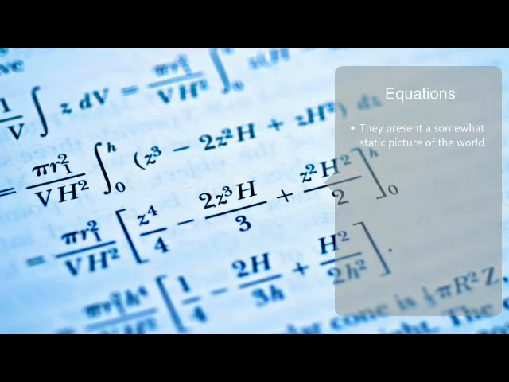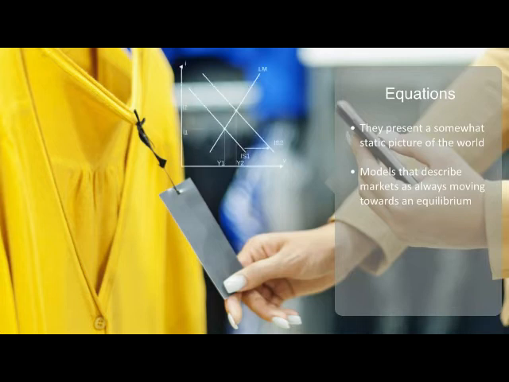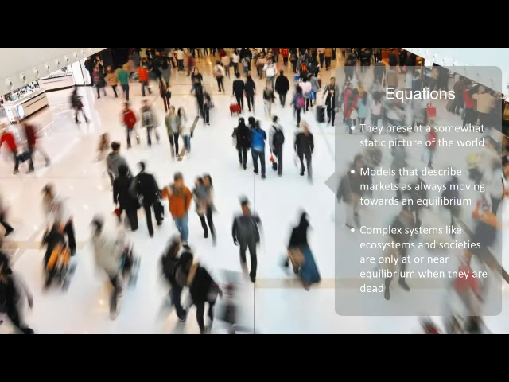This is most clearly exhibited within economic models that describe markets as always moving towards an equilibrium state between supply and demand. But in reality, many complex systems like ecosystems and societies are only at or near equilibrium when they are dead. Things are constantly changing. New technologies are invented, startups are disrupting the status quo, and so on. Non-equilibrium phenomena of this kind are not well modeled by equations and are best described through the evolutionary dynamics that shape them, with cellular automata again being well designed to capture this.